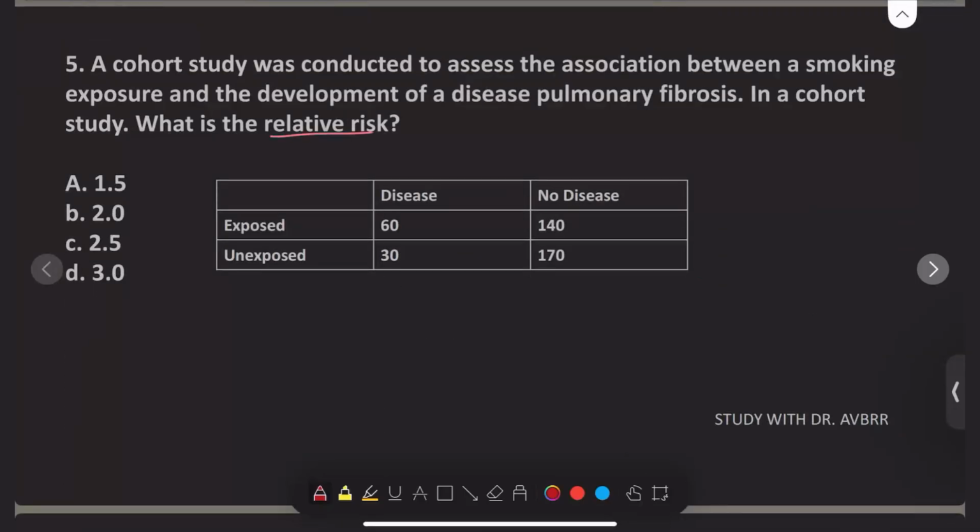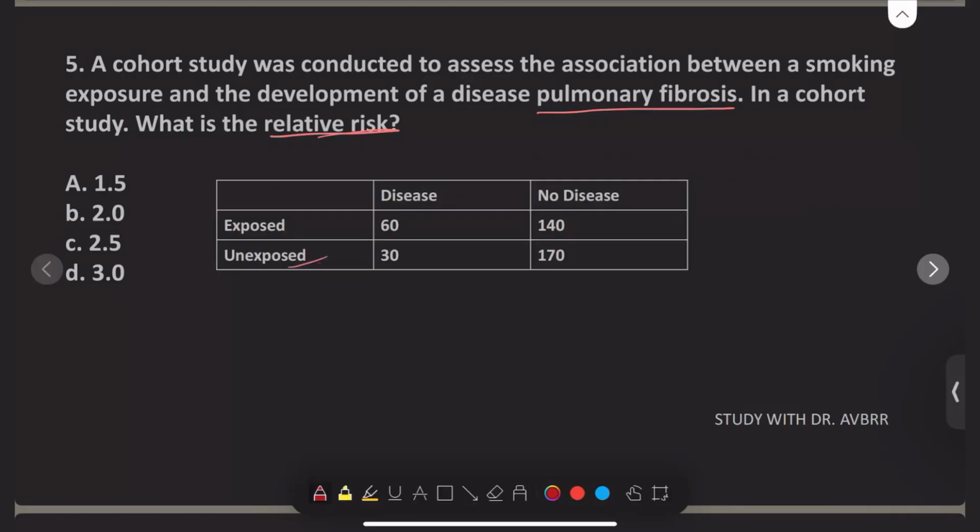Let's move on with the next question. They're asking for relative risk. Okay. So it's a cohort study. A cohort study was conducted to assess the association between smoking exposure and the development of a disease, pulmonary fibrosis. In a cohort study, what is the relative risk? They're asking for relative risk. Okay. So they have already given exposed and unexposed two groups.